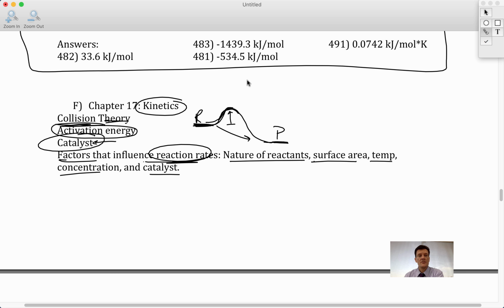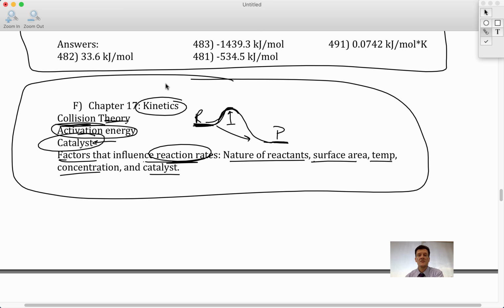Okay? There's not a lot of calculations here in chapter 17. Mostly it is vocabulary and information, but I strongly suggest you go back and look at the interactive reader and make sure you review each of these topics and just read through the interactive reader again, as well as look at the questions in the interactive reader, and look back at the practice quizzes in Schoology.